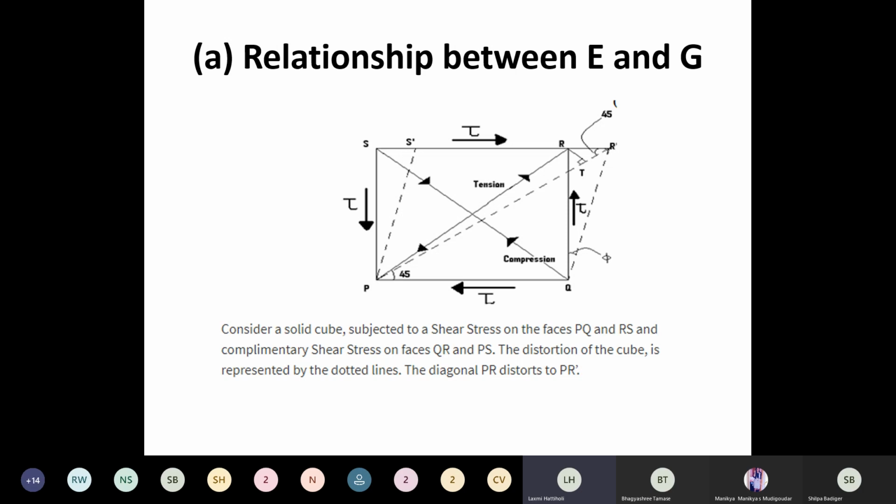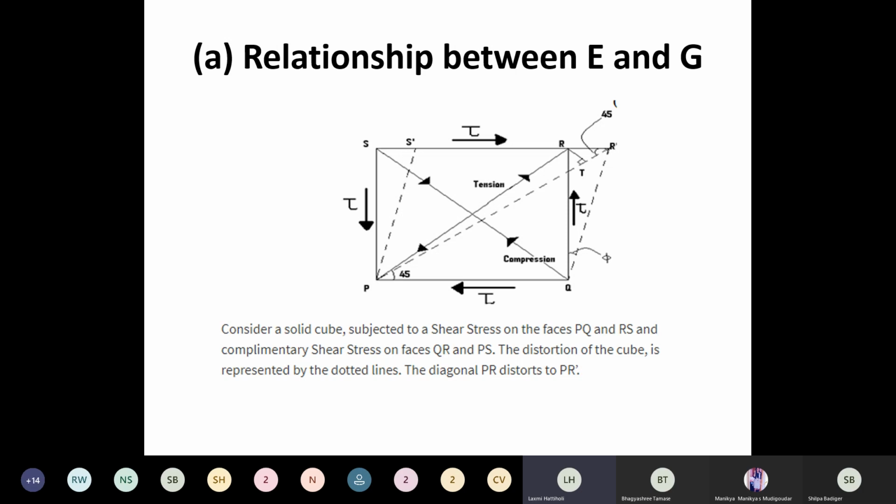You can see the dotted lines P, S dash, R dash and Q. I'll repeat, P, S dash, R dash and Q. Now this block has been slided to these dotted lines. You can also see the diagonals here, QS and PR, and you can see the diagonal of the slided block also, shown as a dotted line, that is PR dash. PR dash is the diagonal of the slided block.